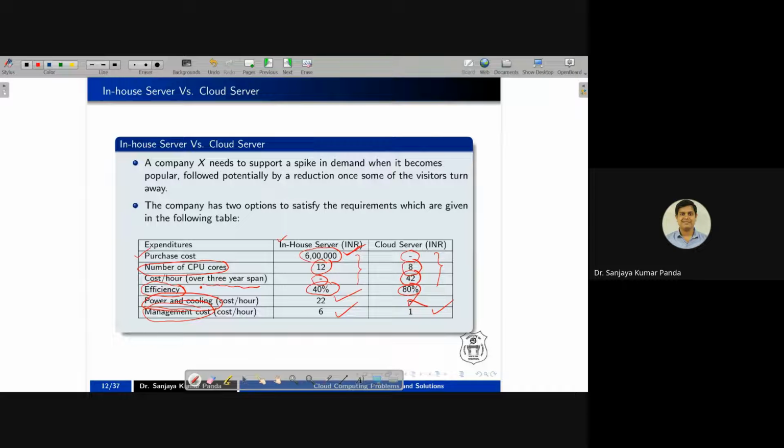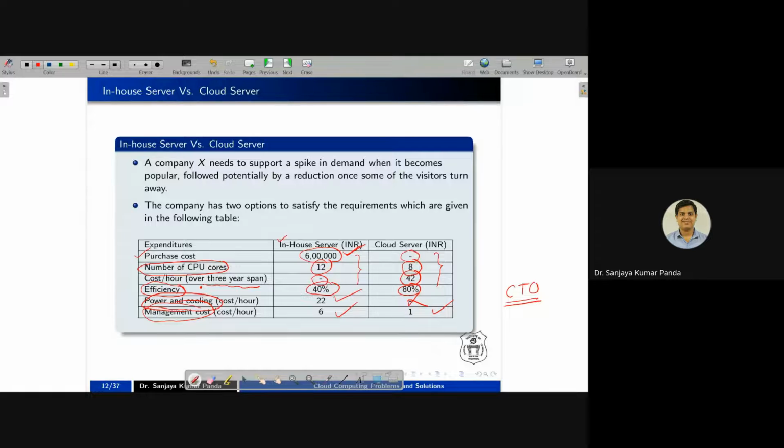So these are the two estimates given to you. One is the in-house estimation, another is the cloud estimation. You have to decide whether to go for an in-house server or a cloud server. Normally in a company, there is a position called CTO, Chief Technical Officer. They are responsible for comparing two different estimates and suggesting to the CEO of the company what steps they need to take, whether to maintain their in-house server or go for a cloud server.